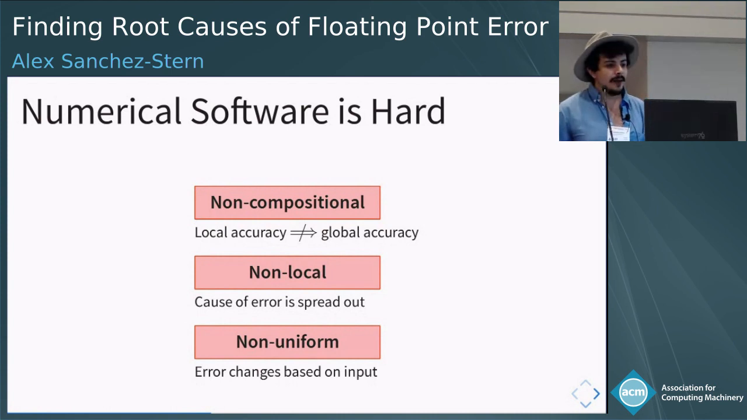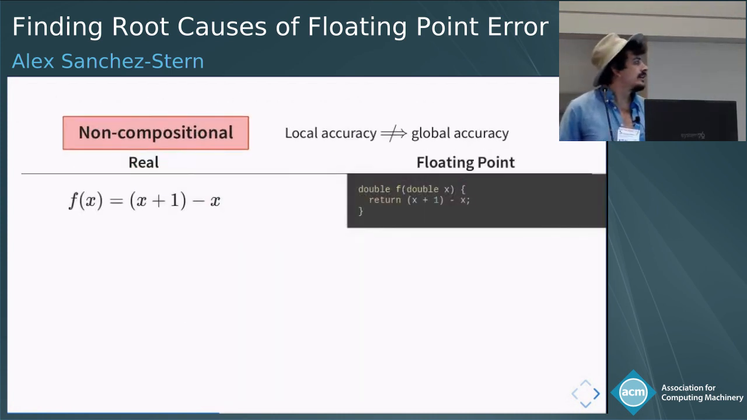So I'm going to talk about these three things in a little bit more detail. And to explain what I mean by non-compositionality, I'm going to go through an example here. Let's say you've got a program over the real numbers, and it's just x plus 1 minus x. We should always compute 1. It's a pretty simple program. And we implement this in floating point.